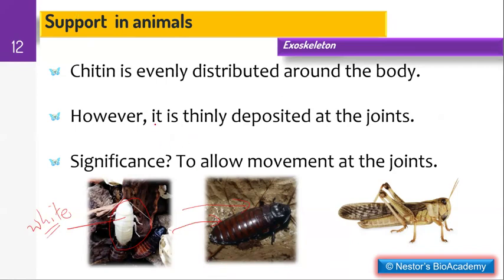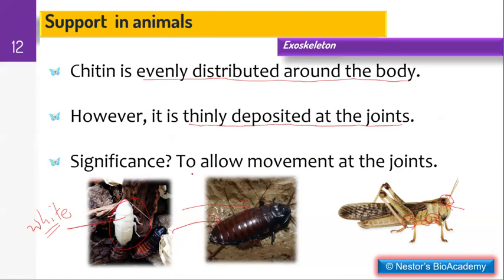But one thing that is important to note is we are saying while the chitin is always evenly distributed around the body of the arthropod, we always have very thin deposition of the chitin at the joints. This means at the points where the legs, the appendages, are joined to the main body, and even the antennae, at those points, you always have very thin secretions of chitin.